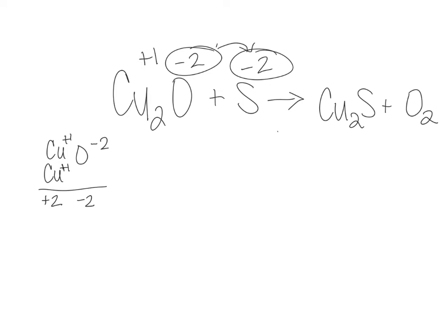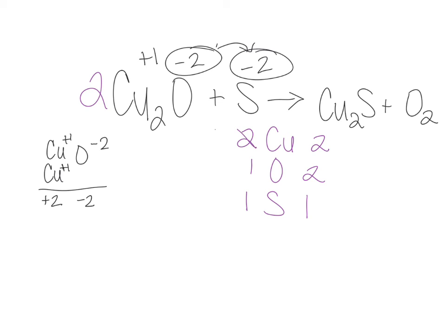So we can check, and we have coppers, oxygens, and sulfurs. I have two coppers in my reactants, I have one oxygen and I have one sulfur. And on my product side, I have two coppers, two oxygens, and one sulfur. So my oxygens are not even. So I'm going to put a 2 in front of my copper 1 oxide.